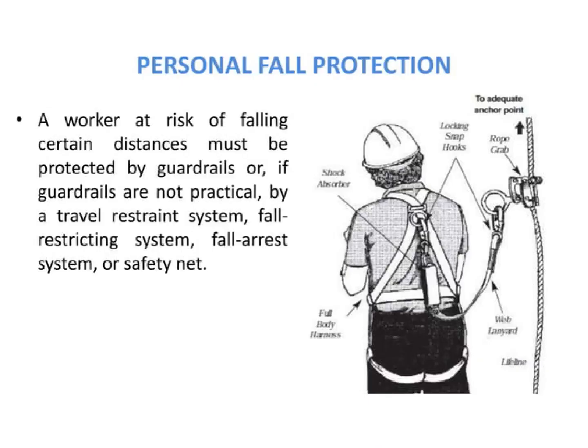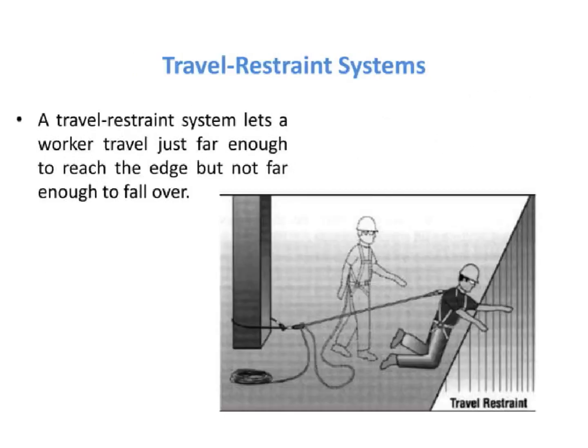Personal fall protection must be considered if an individual is at risk of falling from a certain height in order to ensure safety. This could consist of guardrails, travel restraint systems, fall restricting systems, fall arrest systems, or safety nets, all of which serve to prevent serious injury or death from occurring. A restraint system is an effective way to protect workers from falls from a height by keeping them securely attached to a working surface. The system allows the worker to travel only as far as the edge, without risking a fall. By providing a safe environment, this system is a key tool in protecting workers who are working at heights.